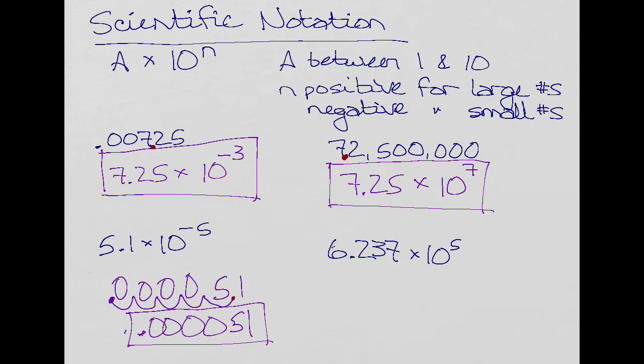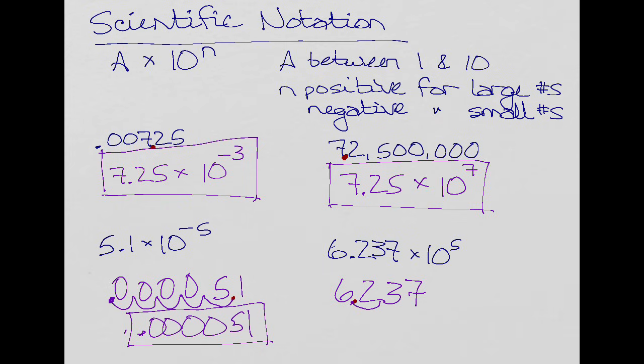My last one over here, 6.237 times 10 to the positive 5. This is positive 5 power. So this is going to be a big number. I'm moving my decimal point to the right. I'm going to have all of those same digits, 6, 2, 3, 7, and I might need extra zeros on the end. Here's where my decimal point started, and I'm going to move it to the right since this is positive 5. I'm going to move it to the right 5 times and fill in zeros as needed.